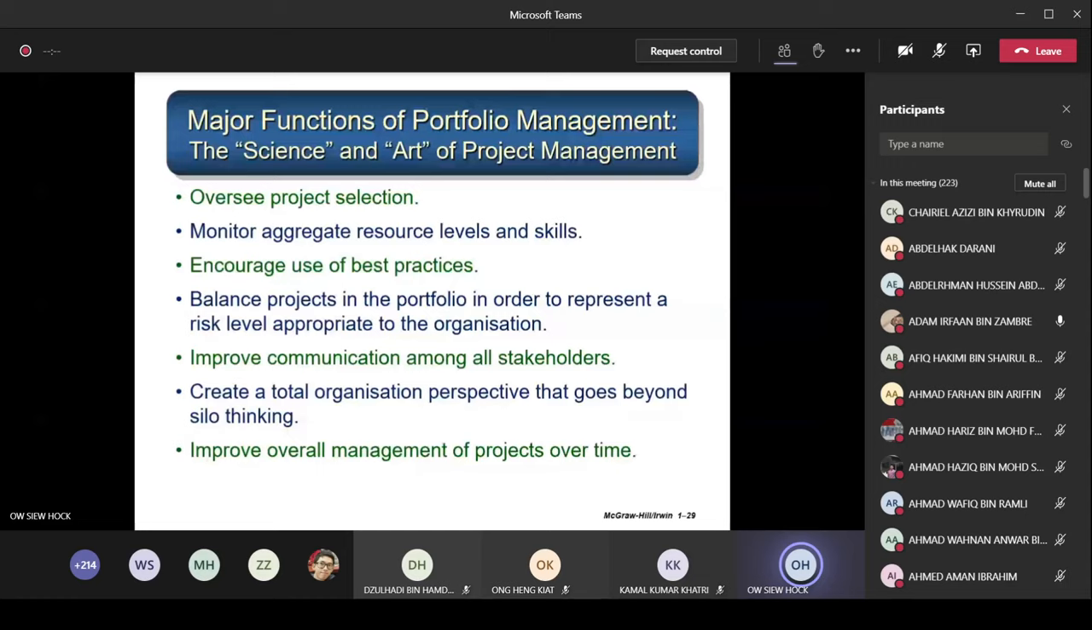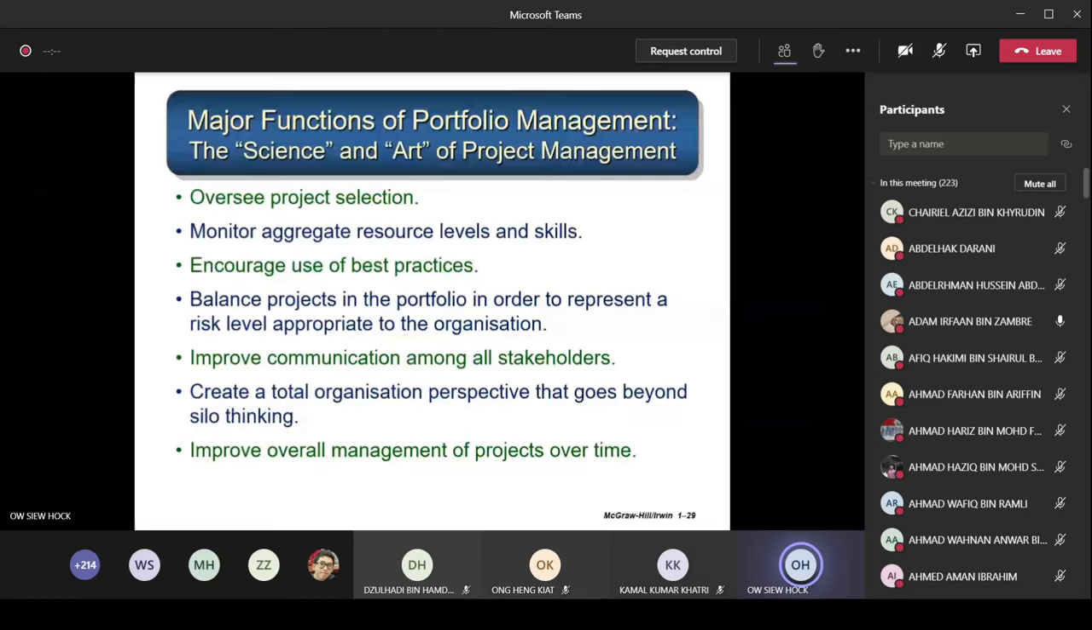Balance projects in the portfolio in order to represent a risk level appropriate to the organization. Every project, as mentioned just now, has some kind of risk. It can cause the project to fail. Of course, if a project fails, it will affect the company's performance. So you try to balance out. From this listing of prioritizing the projects, the one that has the least risk of affecting your project success will be chosen. The one that you think has a high risk of failure, of course, you're not going to prioritize as a very important project.